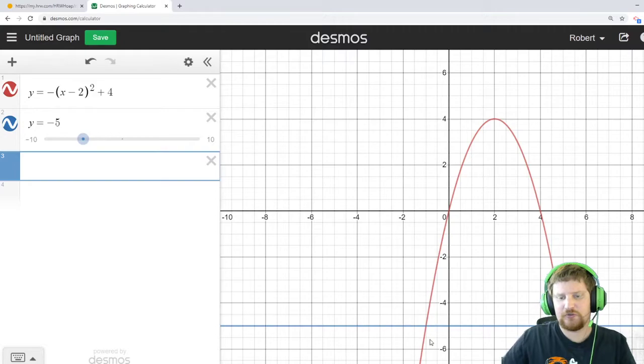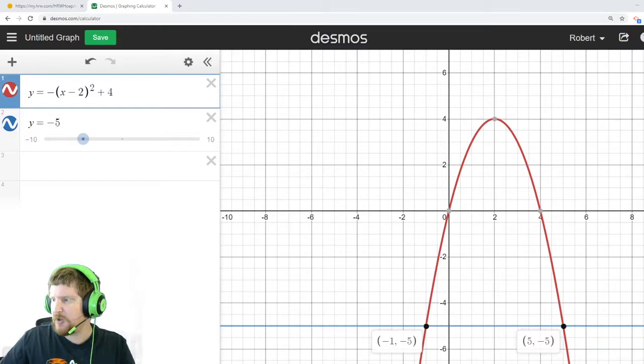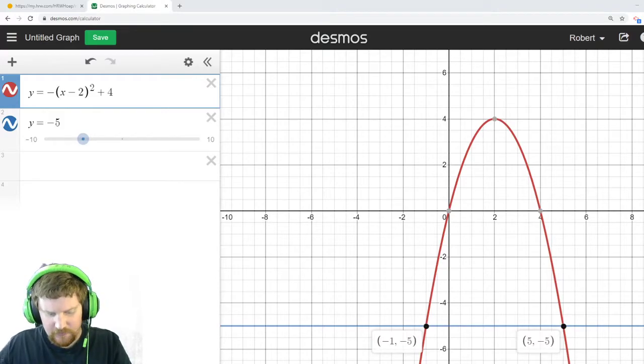So this has 2 points of intersection. It's going to intersect right here at negative 1, negative 5. And right here at, you can't see that because I'm in the way, at 5, negative 5. So we have negative 1, negative 5, and 5, negative 5.